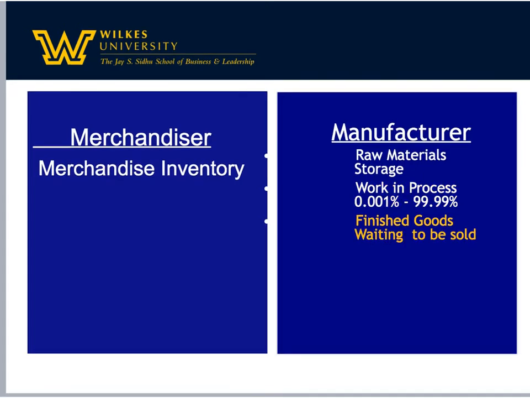Finished goods inventory arrives from the work in process inventory as soon as it's completed, and it stays that way until it is sold. Once it is sold, it comes out of inventory and goes into the cost of goods sold.